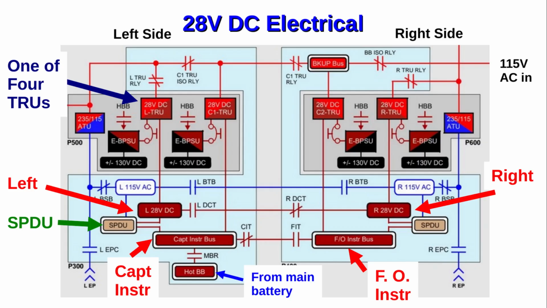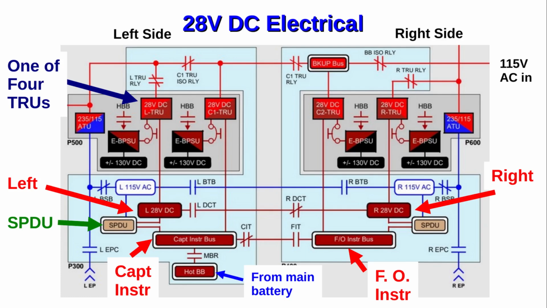Cross ties can link together the left and right buses and also the 2 instrument buses, but the left and right buses cannot be cross-tied with either of the instrument buses. A 777 has a similar arrangement. Unique to the 787, however, is how the power is distributed to individual systems.